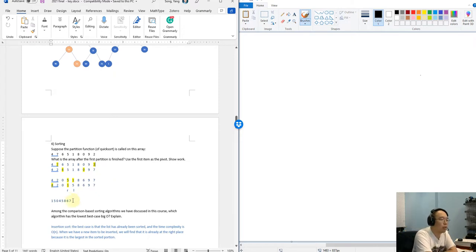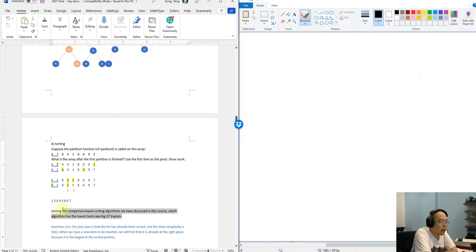So once those two cursors have crossed, what's the next step? The next step is we want to swap the red cursor value with the pivot. So this 1 will be here, and this 4 will be swapped to here. So this will be the final version.